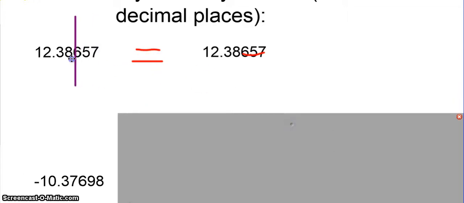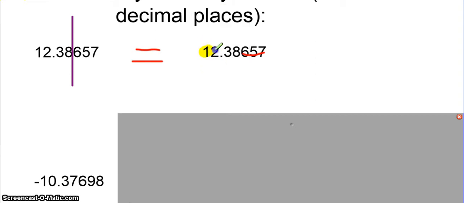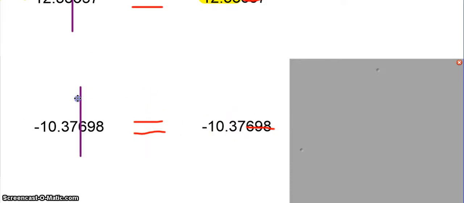If we truncate to the second decimal place, it'll look like that. So we want to get rid of the 657. Our number will be highlighted here in yellow. So this will be our new number, 12.38. And for the other one, if we are truncating this negative 10.37698, we want to truncate to the hundredth place, and our new one will be highlighted in yellow.